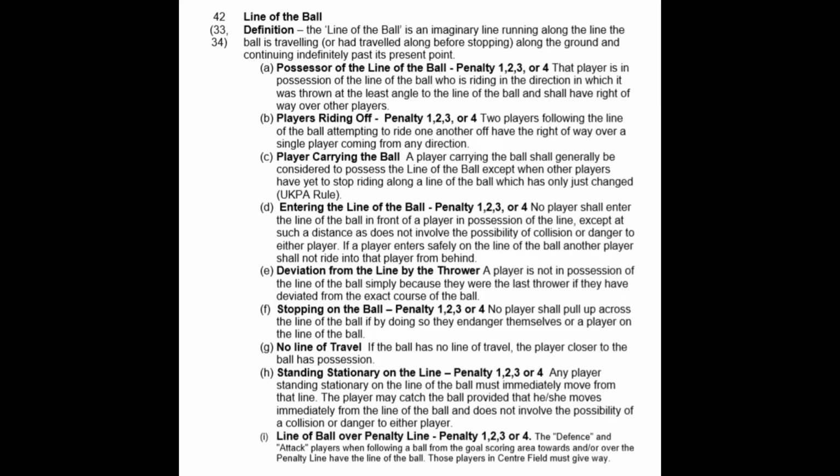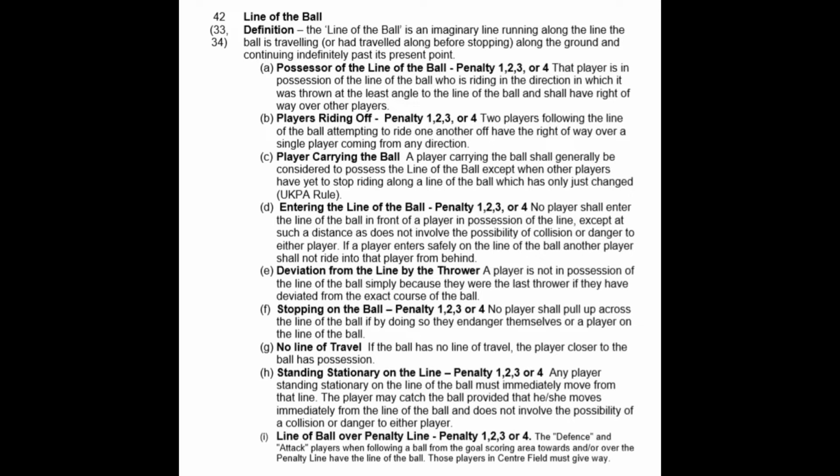So that's looking at part A. What's part B talking about, Ian? So part B is saying that if you've got two players who are following the line of the ball together, so they might be attempting to ride each other off, they have right of way over a single player coming from any direction. So it's not that dissimilar to a single player following the line of the ball, but it makes the point that you could have two players heading down the line, and if they are closer to that line than a single player, they've got right of way.